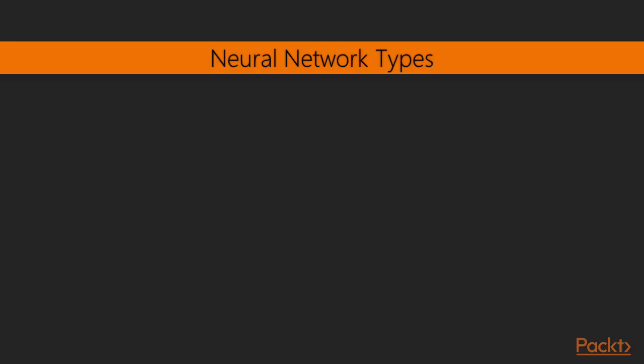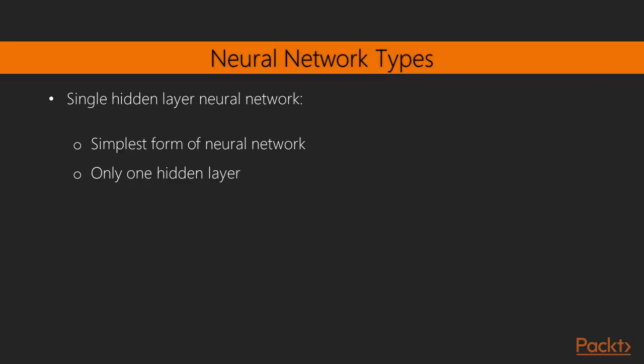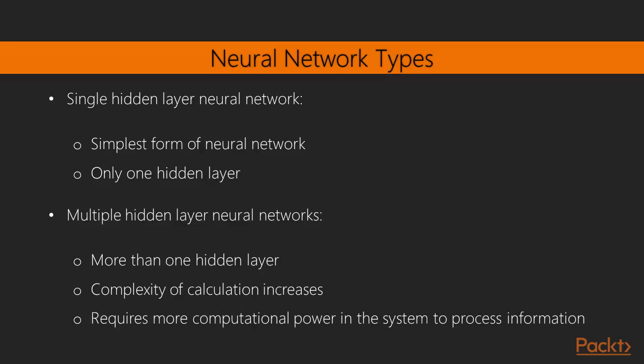There are different variants of neural networks that are used in multiple different scenarios. We're going to explain a few of them conceptually in this section, and also their usage in practical applications. Single hidden layer neural network. This is the simplest form of neural network, as shown in the preceding figure. In it, there is only one hidden layer. Multiple hidden layer neural networks. In this form, more than one hidden layer will connect the input data to the output data. The complexity of calculation increases in this form as it requires more computational power in the system to process information.